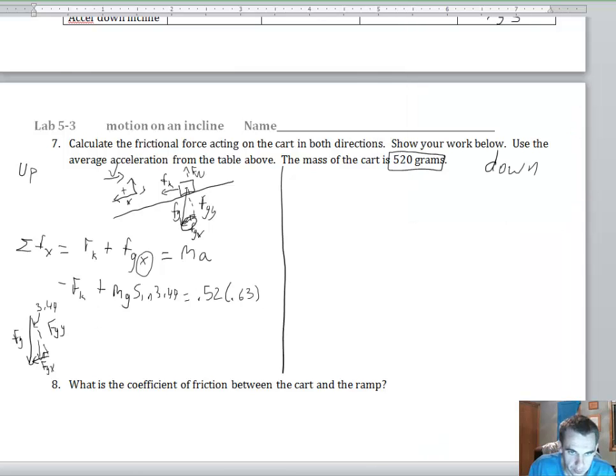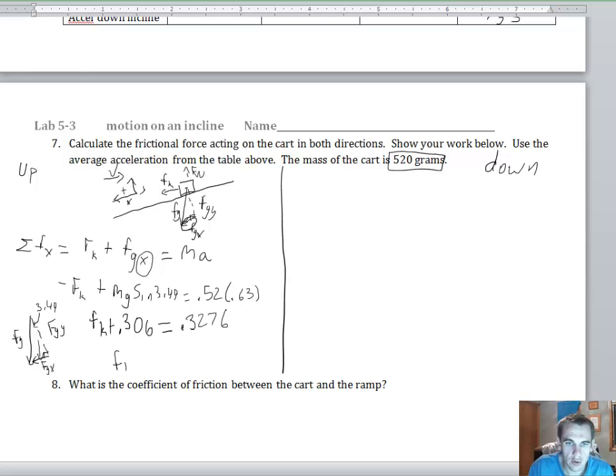Back over here I have Fk plus 0.306 equals 0.52 times 0.63, which equals 0.3276.